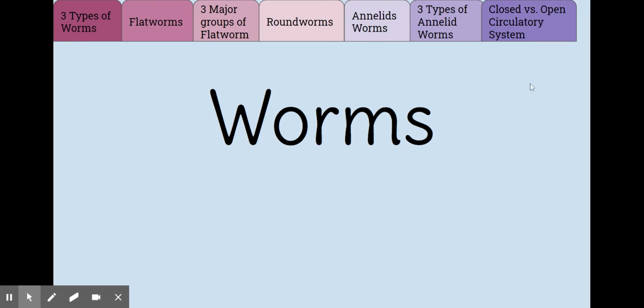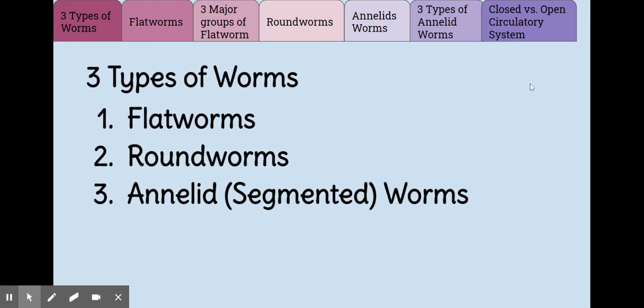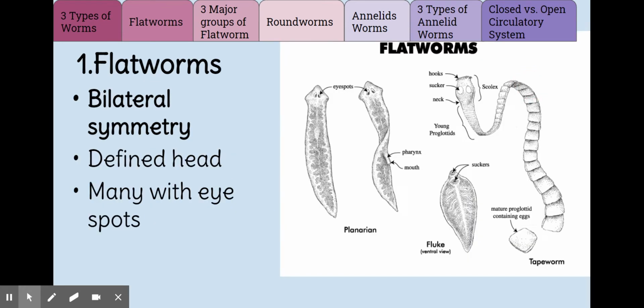All right, so let's talk about worms. There are three types of worms: flatworms, roundworms, and annelid, otherwise called segmented worms. Probably the most familiar to you is annelid or segmented worms. Those are earthworms. But there are some other ones. The first one we're going to talk about is flatworms.